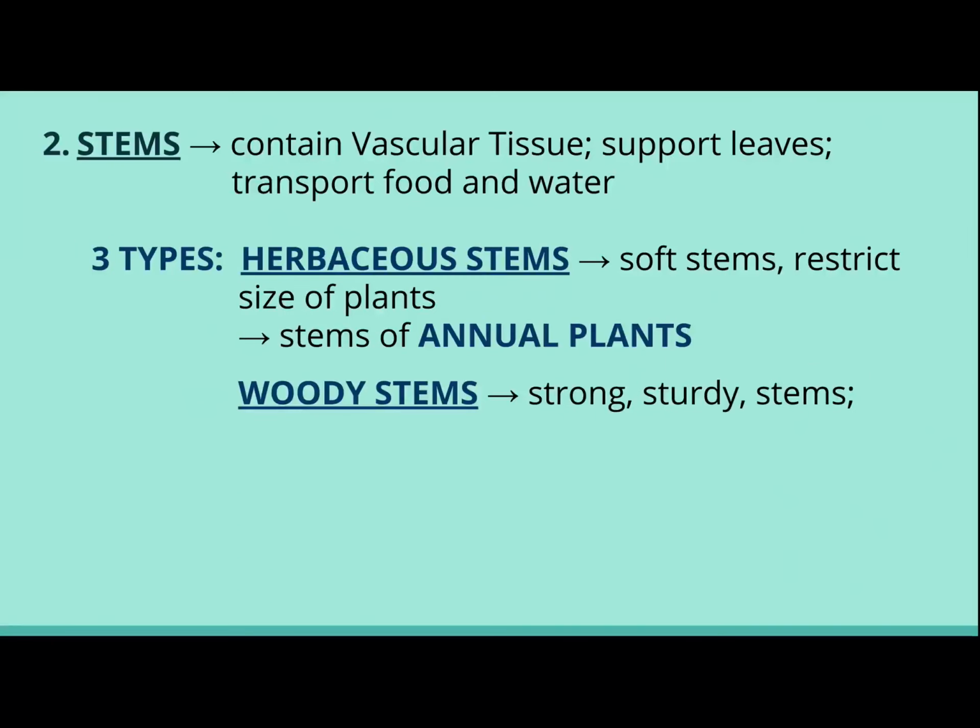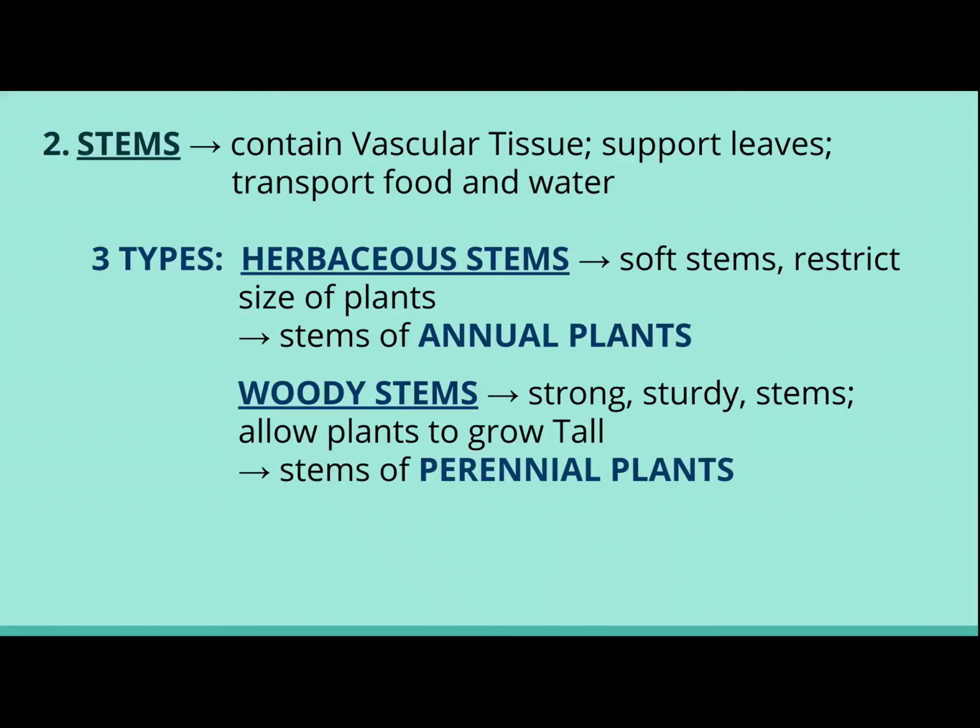The second type of stem that you have is the woody stem, and these are the strong, sturdy stems that allow plants to grow really tall. Well, you see wood in there, right? Well, these are the stems of trees. All right, so woody stems are the stems of the perennial plants, and these are plants that grow all year round, so trees, bushes, and things like that.